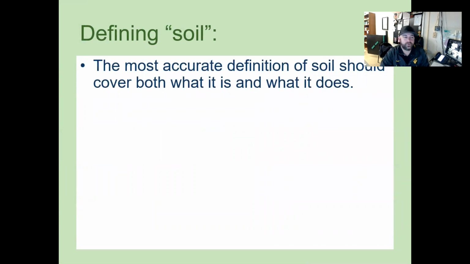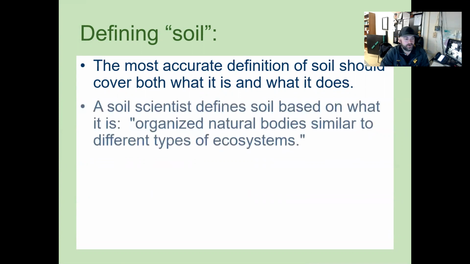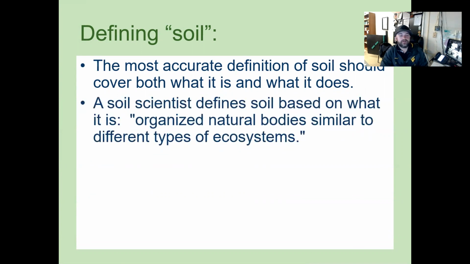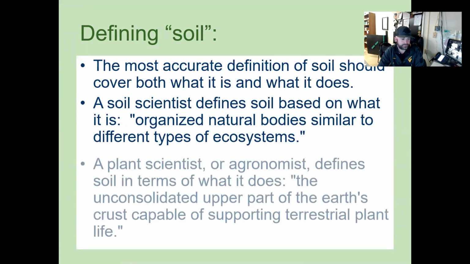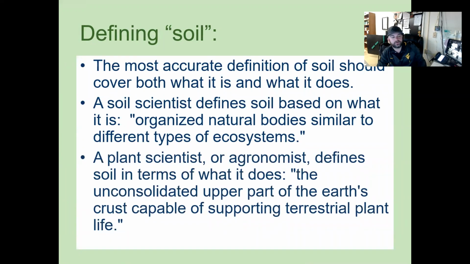So, defining soil, this is the most accurate definition of soil. It should cover both what it is and what it does. A soil scientist defines soil based on what it is: an organized natural body similar to different types of ecosystems. And a plant scientist or agronomist defines soil in terms of what it does: the unconsolidated upper part of the Earth's crust capable of supporting terrestrial plant life.